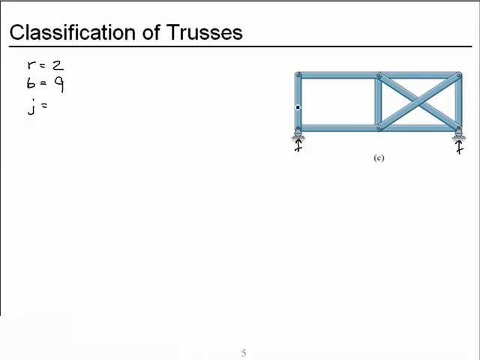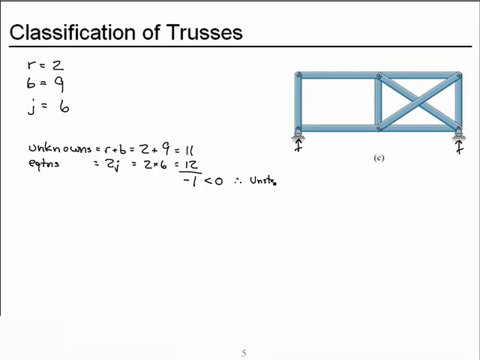Number of joints in the truss. 2, 4, 6. So my unknowns, R plus B, 2 plus 9, for a total of 11. My equations are 2 times J, or 2 times 6, 12. I subtract the equations from the unknowns, and I get a negative 1, which is less than 0. Therefore, it's unstable.